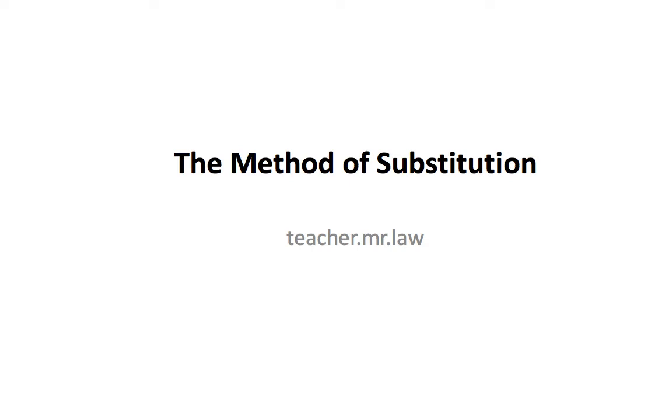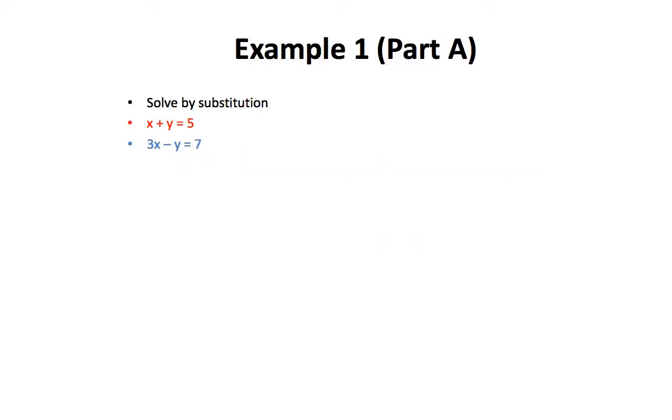In today's lesson, we'll be learning about the method of substitution. In our first example, we want to solve by substitution. Solving a linear system means finding the point of intersection of these two lines. Our first line, which is in red, is in standard form. Our second line, which is in blue, is also in standard form.